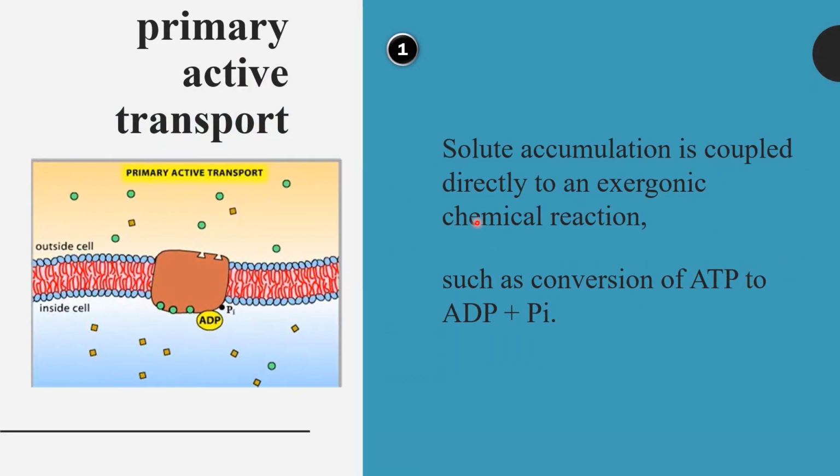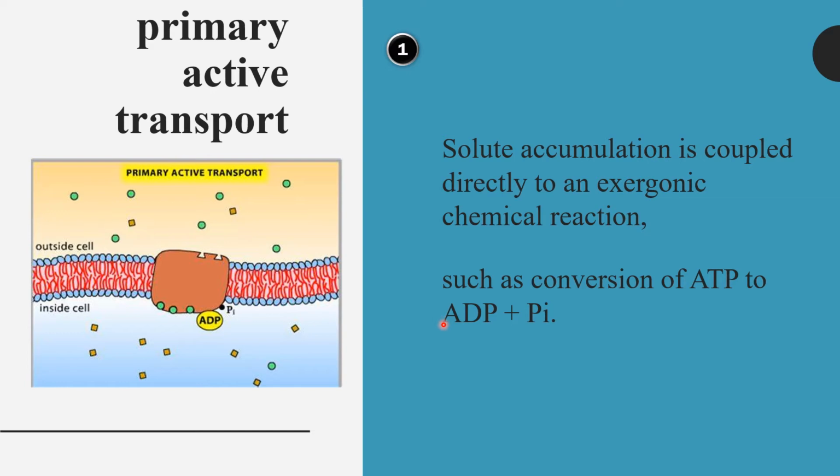Okay, whereas in case of primary active transport, the primary source of energy is used. The solute accumulation is coupled directly to an exergonic chemical reaction. So hydrolysis of ATP to ADP is an exergonic coupled reaction, and then this energy is used for the uptake of solute. So this is primary active transport, where ATP molecule is hydrolyzed to uptake the solute.